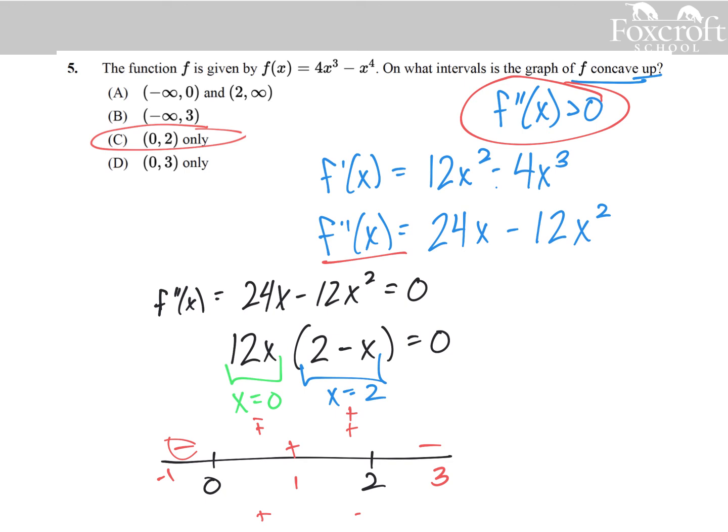All right, but figure out when the second derivative is 0. They kind of give you the break points. So 0 and 2 are the possible places you can change. And then you just do a test point in each of those regions to figure out when it's actually positive.